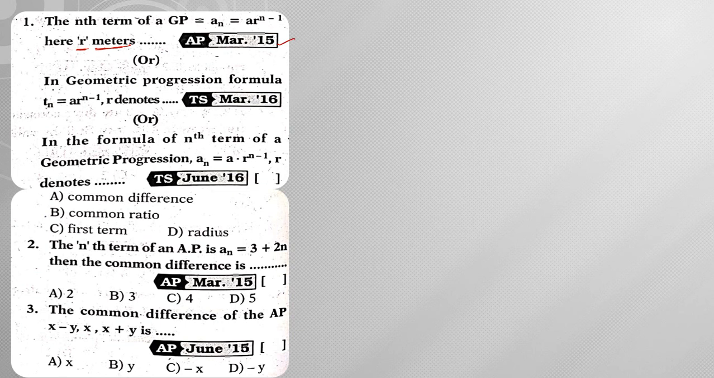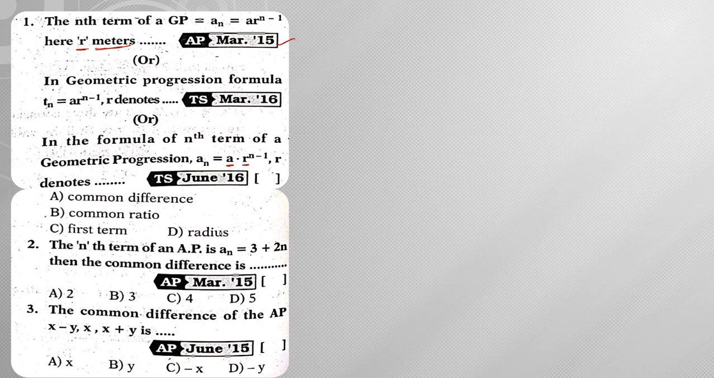Next, the same question was asked in March 2016 in Telangana state. Tn = a·r^(n-1). Next, the same question was asked in Telangana, June 2016. Now if you observe, An or Tn represents the nth term, A represents the first term, and r represents the common ratio because it is in geometric progression.